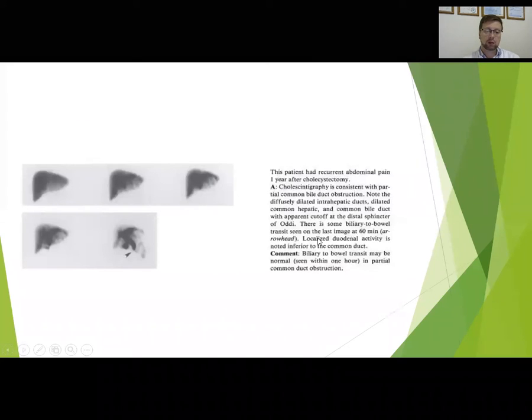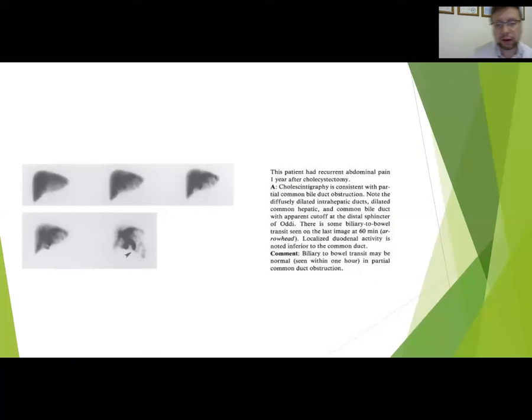This is an example of a patient who had recurrent abdominal pain 1 year after the surgery, cholecystectomy, and cholescintigraphy is consistent with partial common bile duct obstruction. Note the diffusely dilated intrahepatic ducts, dilated common hepatic and common bile duct with the apparent cutoff at the distal sphincter of Oddi. Here we can see dilation here and cutoff.